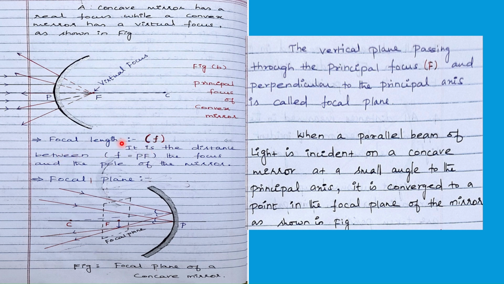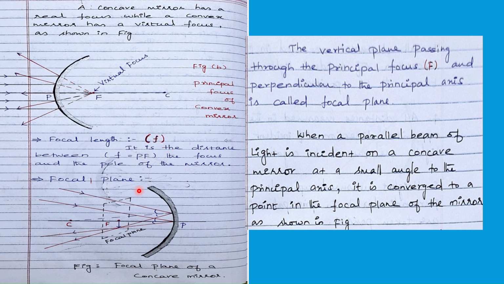The next one is focal length, denoted by the symbol f. What is focal length? It is the distance f equals PF, the distance between the pole and the focus. So that is the focal length. It is the distance between the focus and the pole of the mirror, denoted by the symbol f.